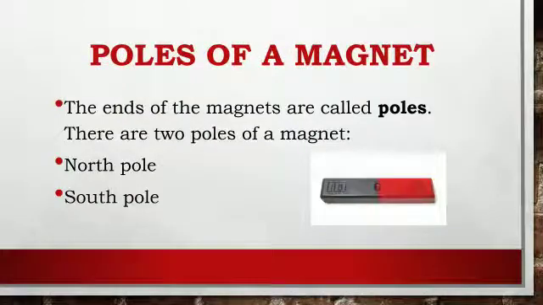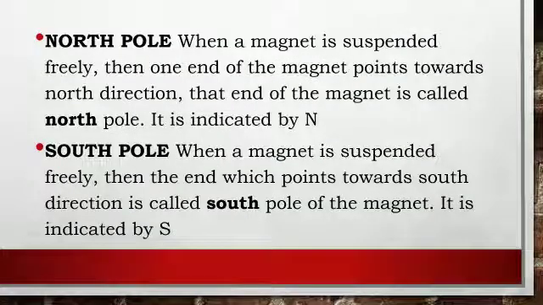Poles of a magnet. The ends of the magnets are called the poles. There are two poles of a magnet, the north pole and the south pole. North pole: when a magnet is suspended freely, then one end of the magnet points towards the north direction. That end of the magnet is called the north pole and it is indicated by the capital N. While the south pole: when a magnet is suspended freely, then the end which points towards the south direction is called the south pole of the magnet and it is indicated by capital S.